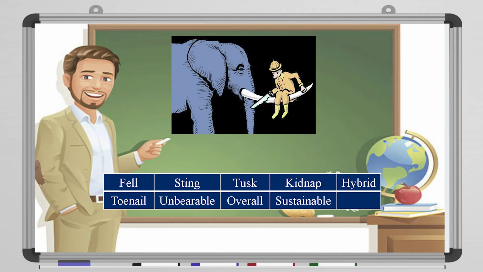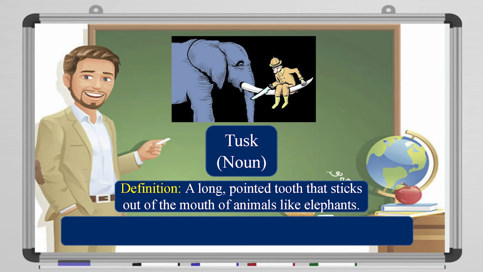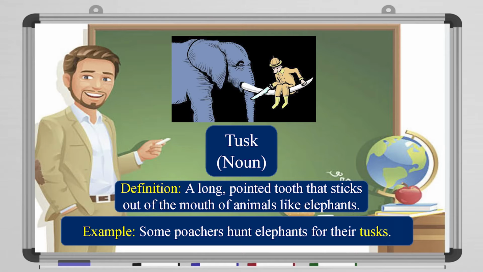So we have a hunter, and he's cutting off the elephant's tusk. I gave you the word. It is, of course, tusk. Tusk is a noun, and it is a long, pointed tooth that sticks out of the mouth of animals like elephants. So for example, some poachers hunt elephants for their tusks. Did you get that one? I'm sure you did. I gave it to you.